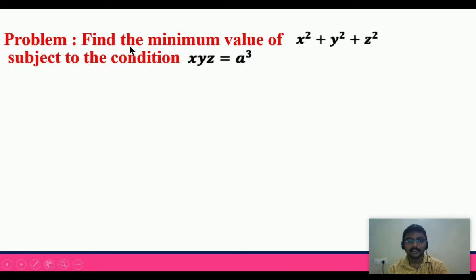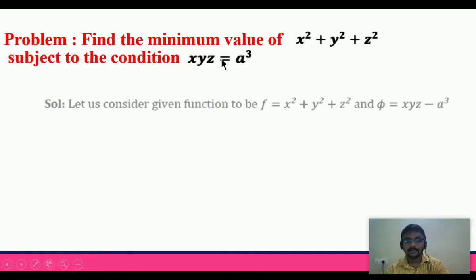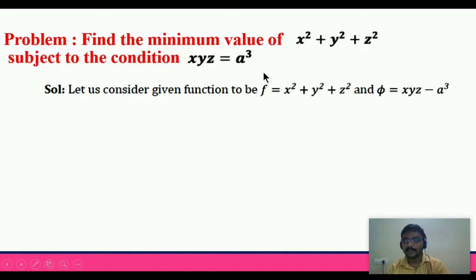Problem: find the minimum value of x square plus y square plus z square subjected to the condition xyz is a cube. So here we have to find the minimum value of the given expression x square plus y square plus z square, and the given condition is xyz is a cube. Let us denote f as x square plus y square plus z square, that is the expression, and the constraint, that is the constant separated equation, let it be phi. So phi is xyz minus a cube.